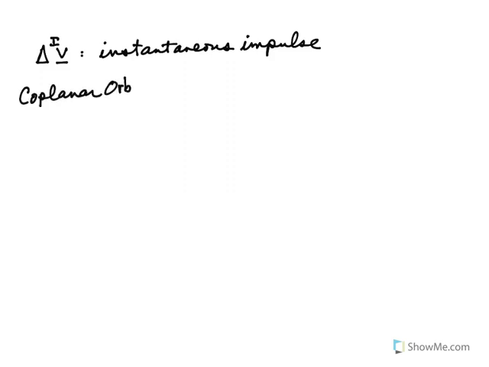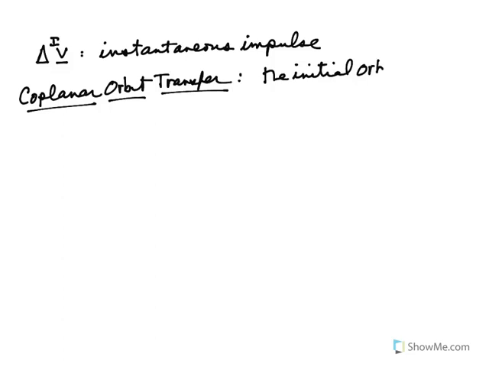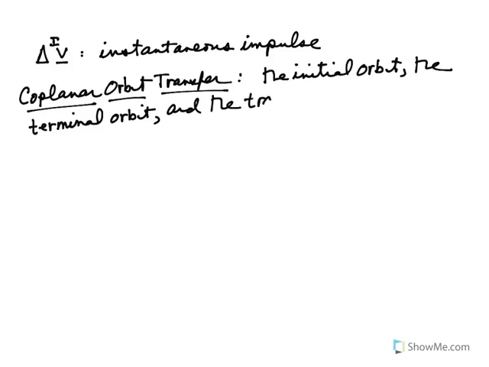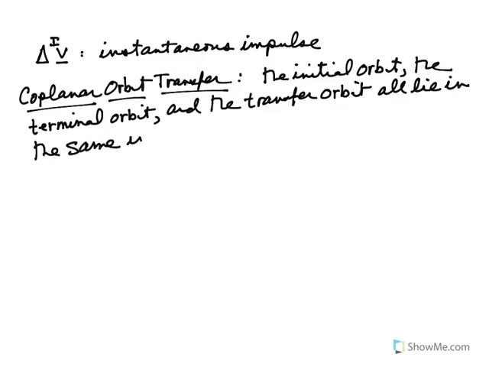So a coplanar orbit transfer is one where the initial orbit, the terminal orbit, and the transfer orbit all lie in the same inertially fixed plane.